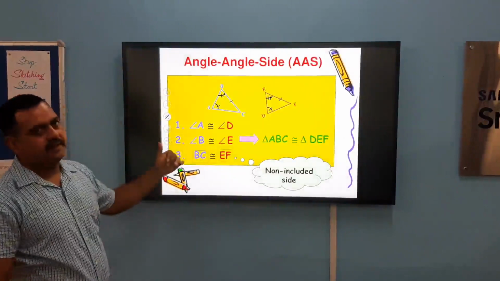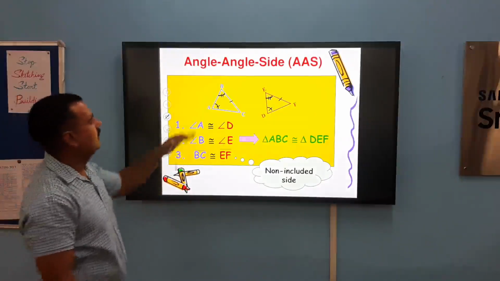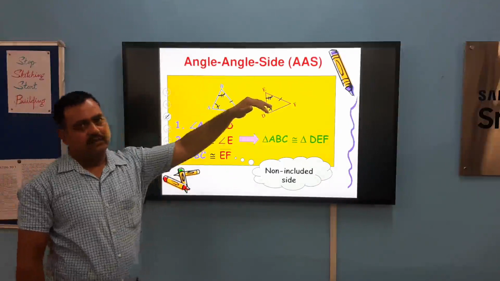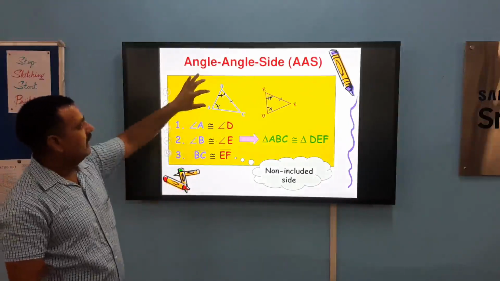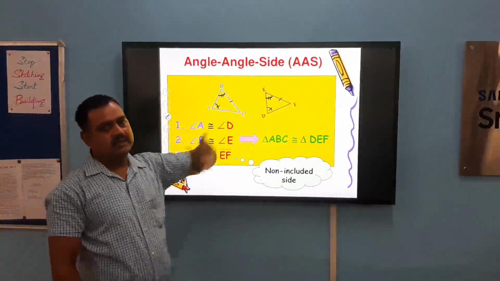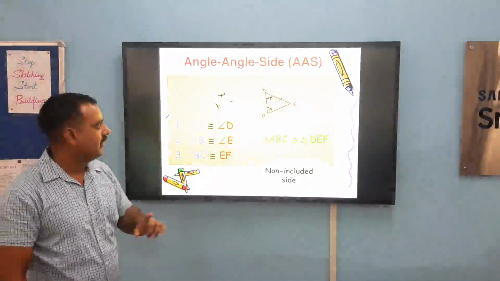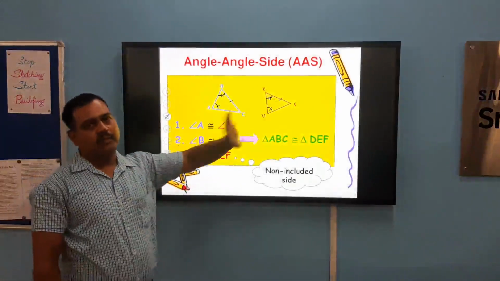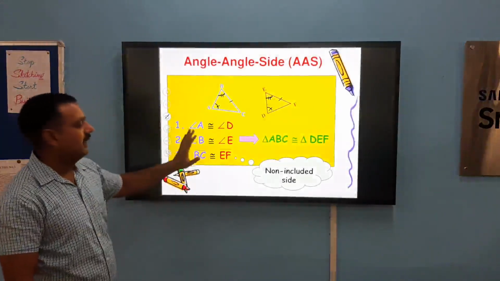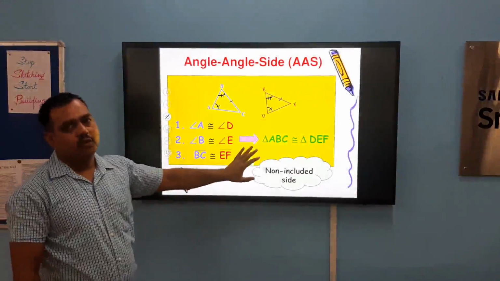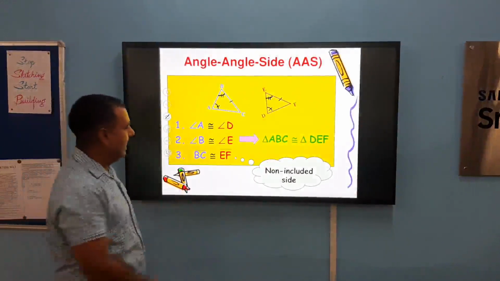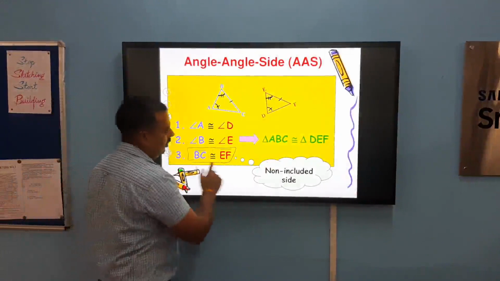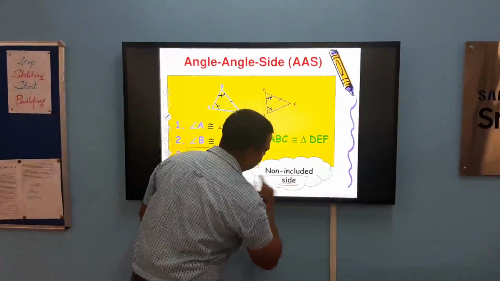Now, the third concept is angle, angle, side. If we know any two angles of two triangles are equal to one another and one side is equal to one another, then the triangles are said to be congruent to one another. Here the side is not included.